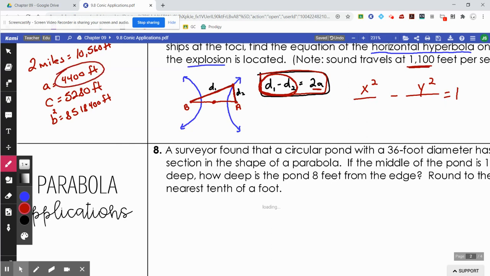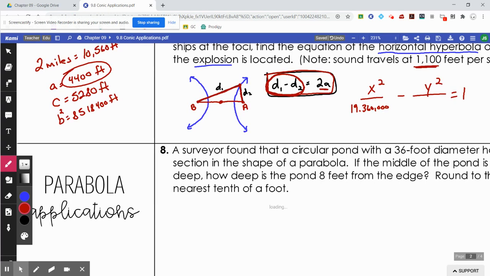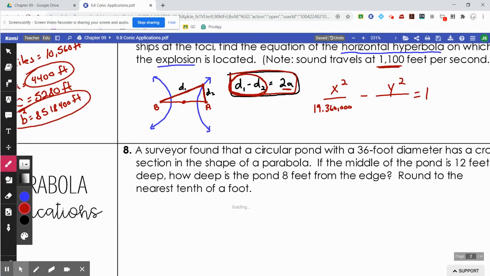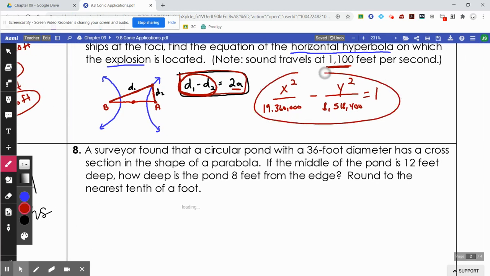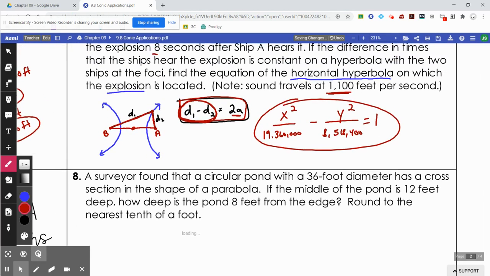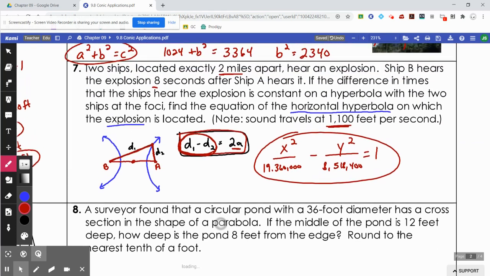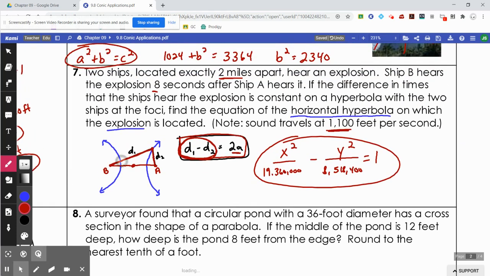So we have x squared over a squared. So we write 4,400 times 4,400, which is 19,360,000. Minus y squared over b squared. And I left this as b squared to make it easier. That again was 8,518,400, is equal to 1. So there is your hyperbola. And again, that was all based on the fact, remember, that this distance minus this distance will always equal a constant 2a.